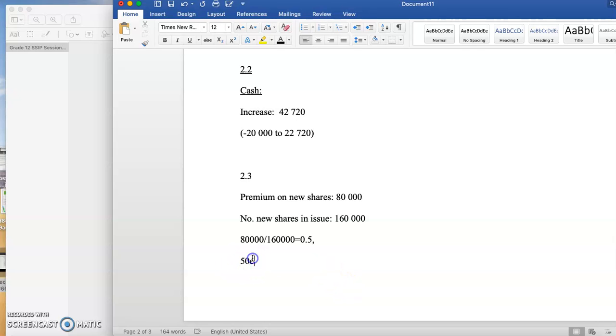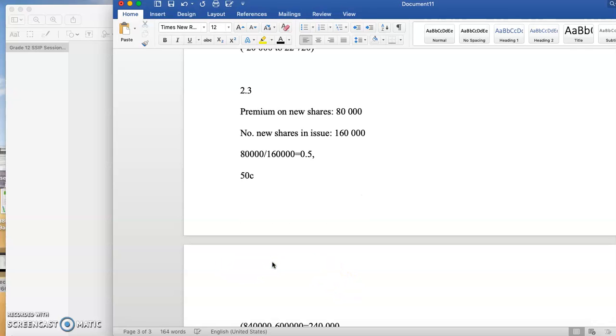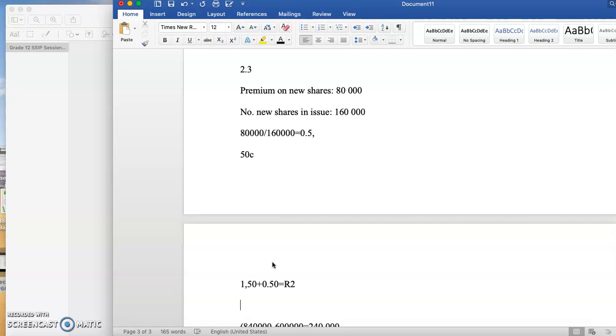Now 50 cents is the share premium. And if we add 1 Rand 50, which is the nominal value, plus 50 cents, we get 2 Rand. So she paid 2 Rand per share, okay? In the memo, they just tell us 2 Rand, but I would also calculate the total amount she paid, which is obviously 2 Rand times 1,200, 2,400. Okay, very good.